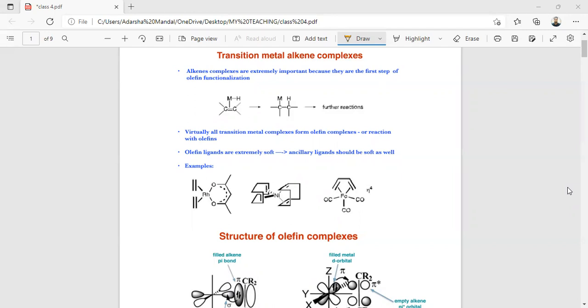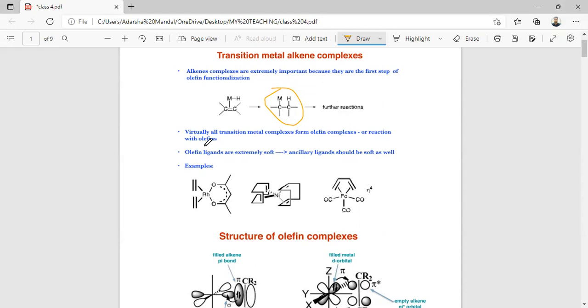Today I will teach about transition metal alkene complexes. Alkene complexes are extremely important because they are the first step of alkene functionalization. Like here, the alkene moiety is bound to the metal center, and here a metal hydride was inserted into the alkene moiety to form this alkyl moiety, and further reaction occurs.